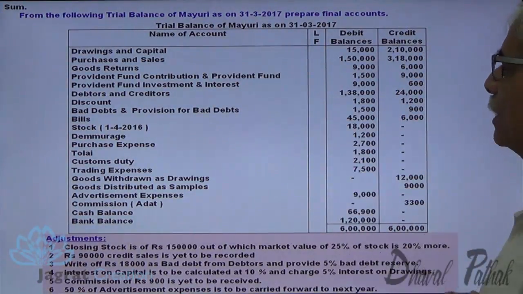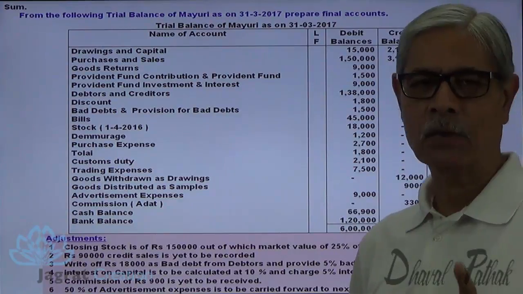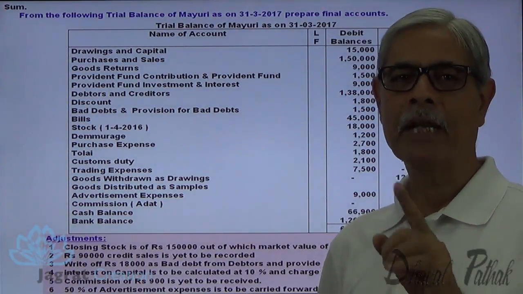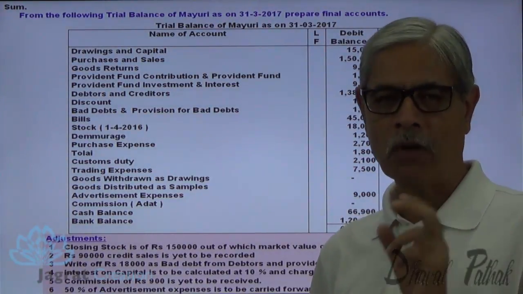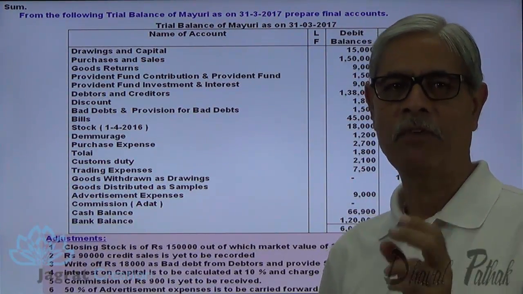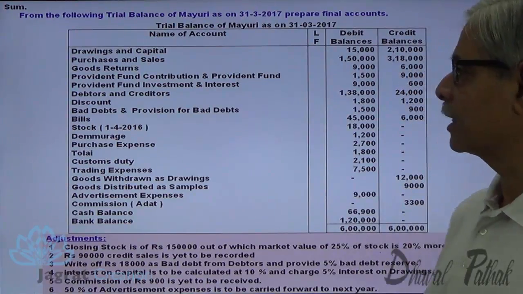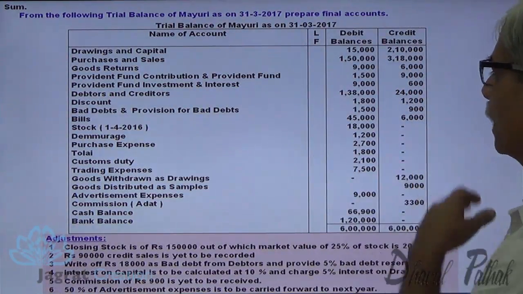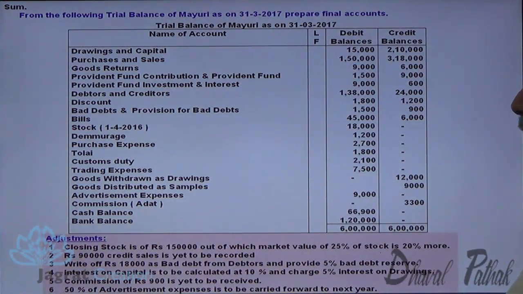Bad debt and bad debt provision. Bad debt is the loss that has got a debit balance. Bad debt provision is a provision, profit appropriated to meet with the loss. To meet with the loss, profit is appropriated, so it has got a credit balance. Bills, debit balance, bills receivable, credit balance, bills payable.